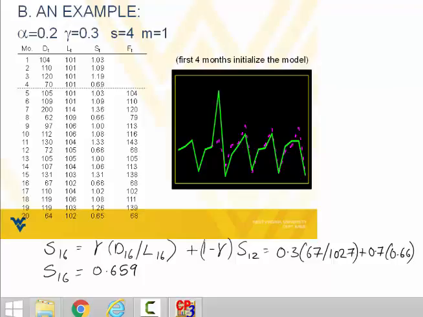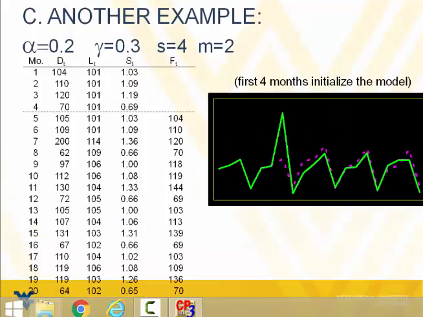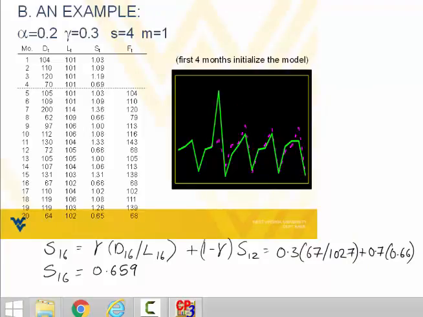So if you finish this, look at the next example. All I'm doing is asking you to calculate the forecast for period 19, or period 18, sorry, with, in this case, our m equal to 2. Okay? So try to do that by yourself.